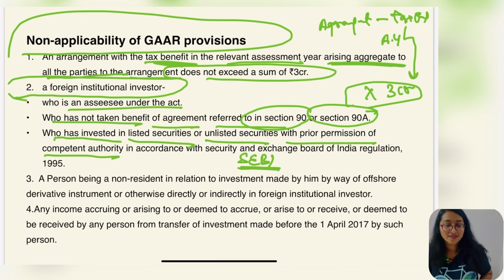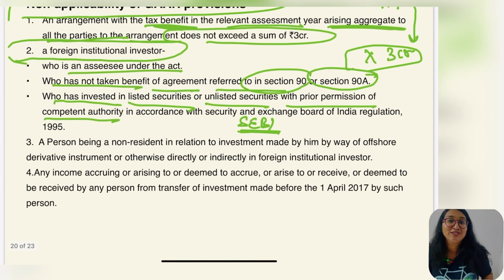Let's rewind it again. If any of the arrangement is done with tax benefit, and the amount in the relevant assessment year does not exceed 3 crore, then GAAR provisions are not going to apply. In case of a foreign institutional investor who is an assessee in this Act, for that person GAAR is not going to apply. Second says about where the benefit of agreement is not taken under section 90, and third says about those who have invested in listed securities and taken the prior permission of SEBI. In that case again the foreign institutional investor will not fall under GAAR provisions. There would be non-applicability of GAAR provisions.